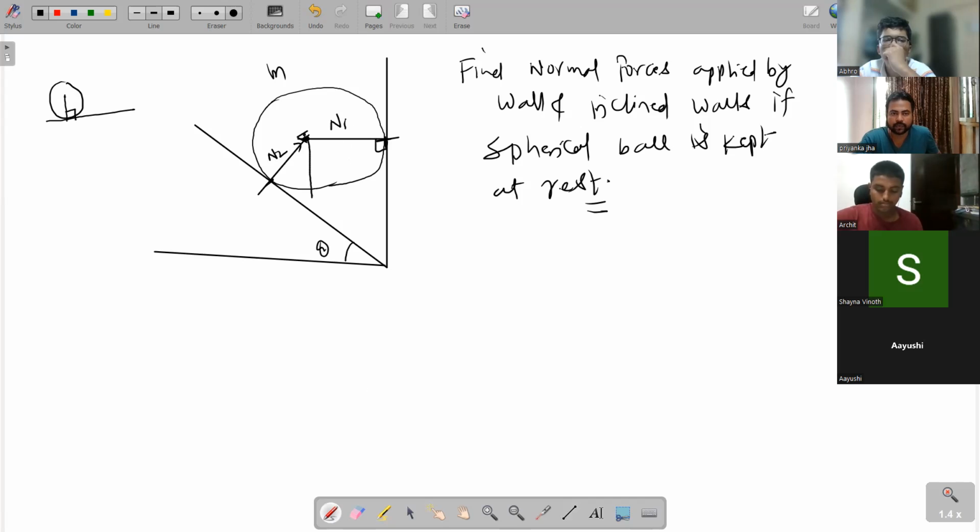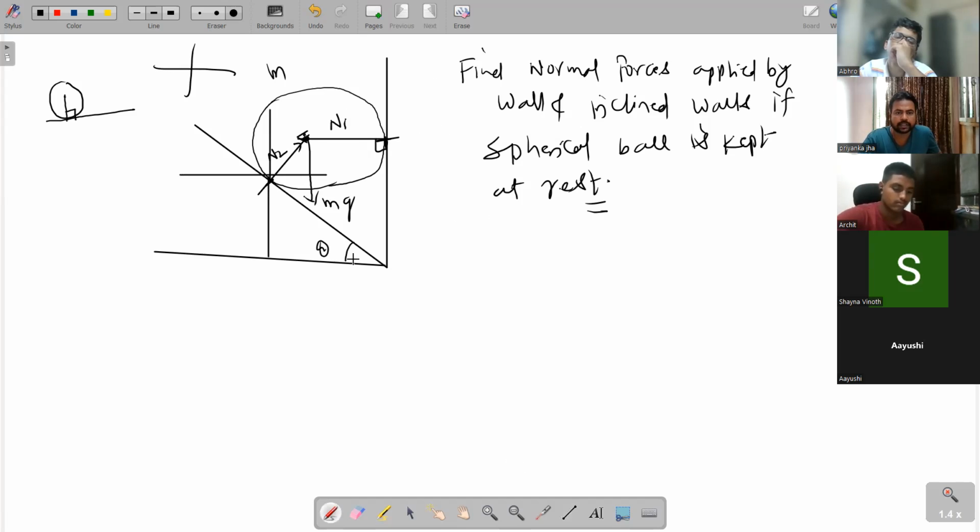And now, mg will also work. Now you just have to, because this ball is at rest, balance the forces. So break this into components, vertical and horizontal, like this. Just break this normal force into two components like this.